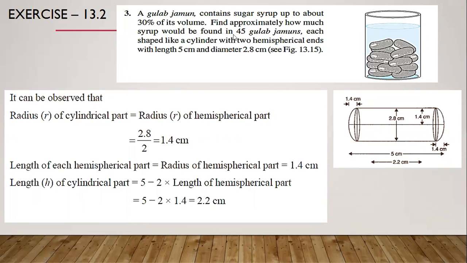So, how does the gulab jamun look like? It looks like this: two hemispherical ends and shaped like a cylinder. Okay, previous one we had conical ends. Here we are having hemispherical ends.